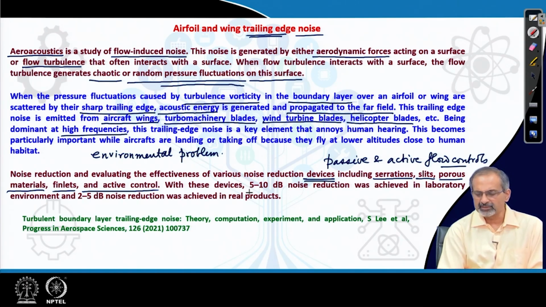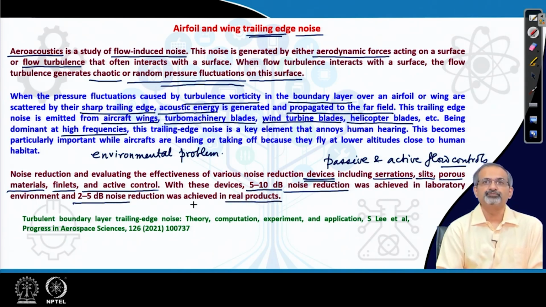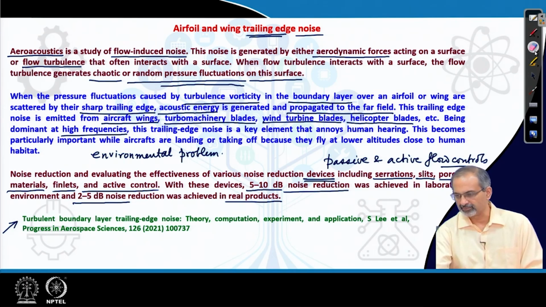So, with these devices about 5 to 10 decibel noise reduction has been achieved in laboratory environment and about 2 to 5 decibels noise reduction has been achieved in actual products. So, in future more and more of these devices would actually come into practice, so that there is further suppression of trailing edge noise from airfoils and wings. So, this is a very interesting reference where you would find more details on this.